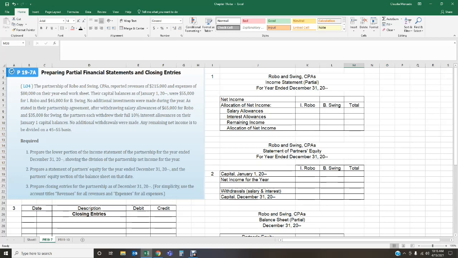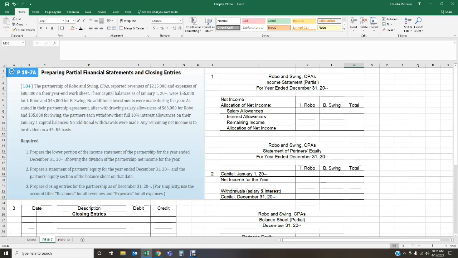Okay, the first is the salary allowance. These partners are paying themselves a certain dollar amount. That's their salary. Then we have interest allowance. This is the interest vested in the partnership. Here they say that they're going to withdraw 10% interest allowance. And then we've got the remaining income.